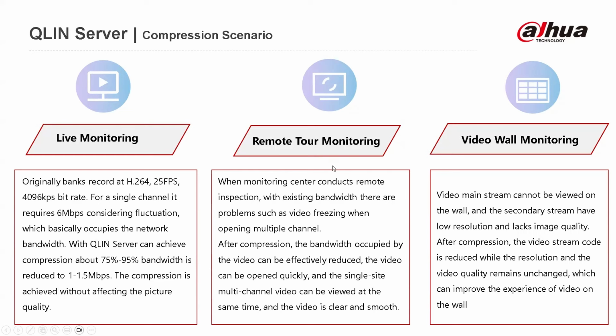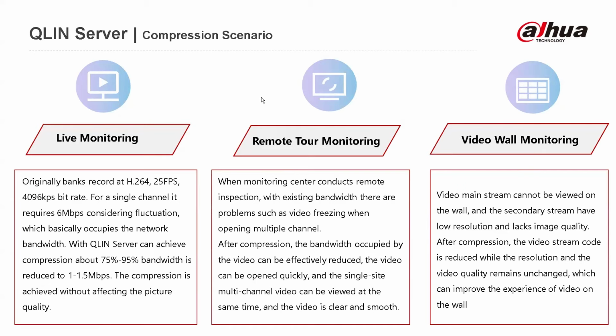Then we have remote tour monitoring. So when the monitoring center conducts remote inspection, we increase consumption on the bandwidth. So if we are doing that, then it means we need to compress this so that we save on that space. Then in some banks, they also have an extra video, which is always doing live view of the branches. So when we are doing that, we're also consuming bandwidth. So bandwidth is consumed in three aspects: live monitoring, remote tour monitoring, and video monitoring.